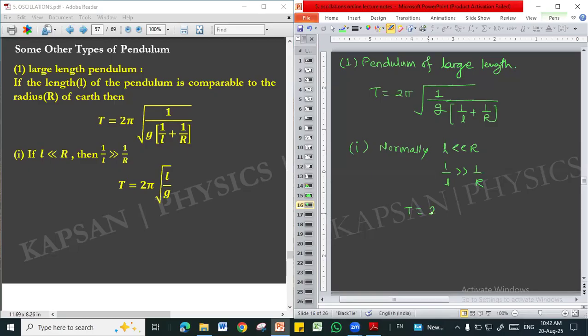Then the time period becomes 2 pi into root of 1 upon g in the bracket 1 upon L plus 1 upon R. But generally, length of the pendulum is not comparable with the 6400. So L is very small, 1 upon L is very large. If 1 upon L is very large, you can ignore 1 by R. So you will write here only 1 by L, and that results into our normal formula.